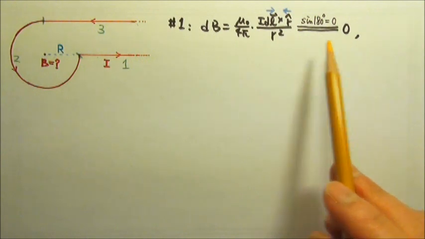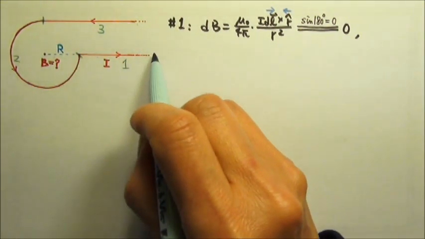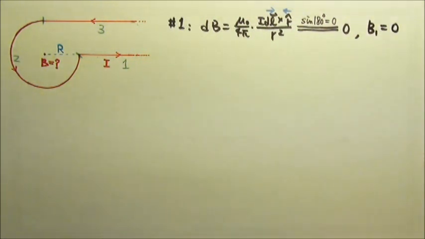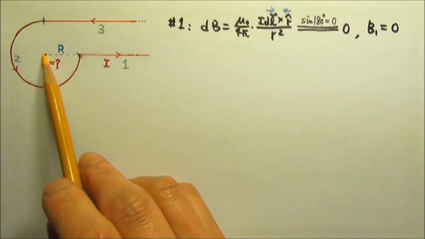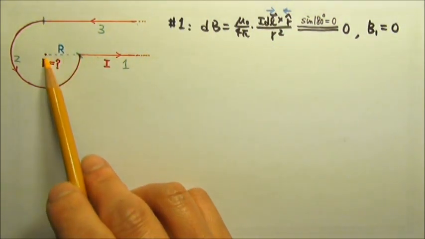And this is true for every segment of the I dL. So the entire segment gives us a magnetic field of 0. The field produced by a straight current along that straight current is 0.